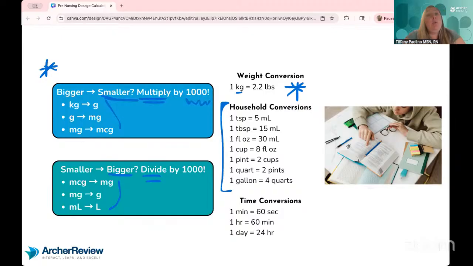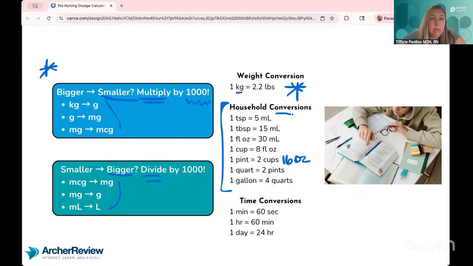Another important one to remember is how many ounces are in a cup, because when your patient is eating or drinking, it's important to keep track of those intake and output. So 1 cup of something is 8 ounces. 1 pint of something is equal to 2 cups. You also could say that this is also equal to 16 ounces because 2 cups, you do 8 times 2. A quart is 2 pints and a gallon is 4 quarts.